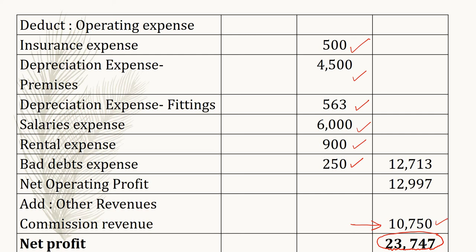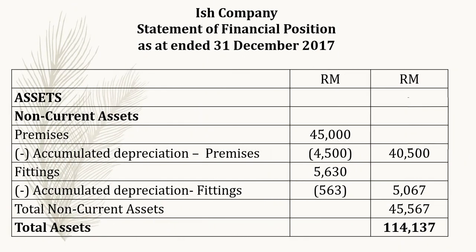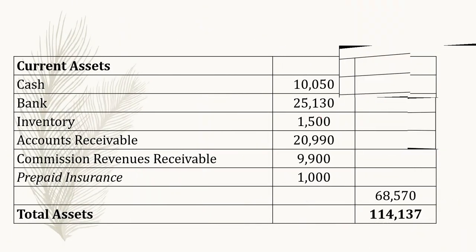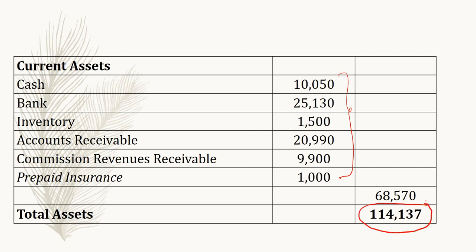So once you have your net profit, you'll transfer the amount to your financial position. So we need to list down all your non-current assets. Okay, we'll add up the amount to your current assets. So your total of asset is 114,137.